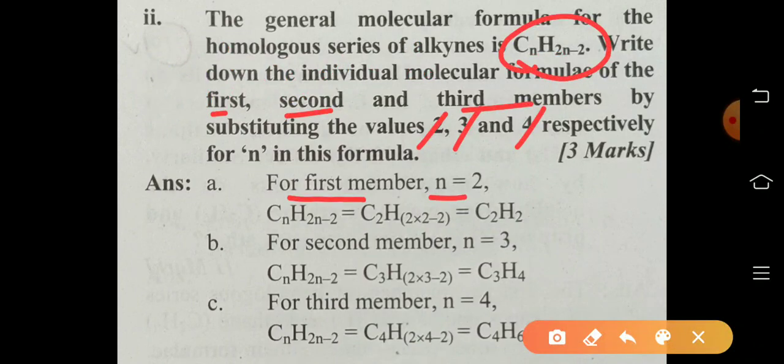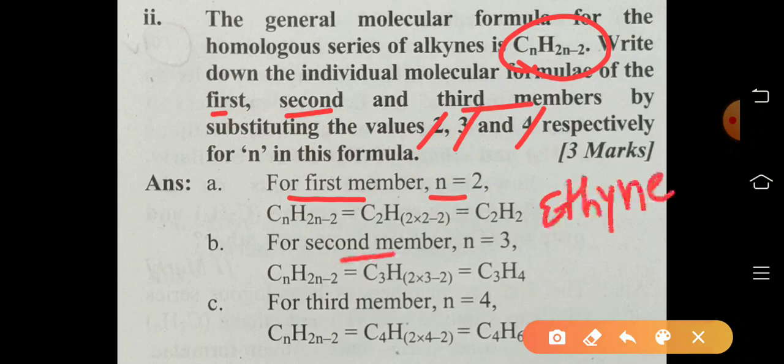So for the first member, substitute n is equal to 2 in this formula CnH2n minus 2. So C2H2 into 2 minus 2. 2 twos are 4, 4 minus 2, means C2H2. What is the name of this C2H2? That is ethyne.